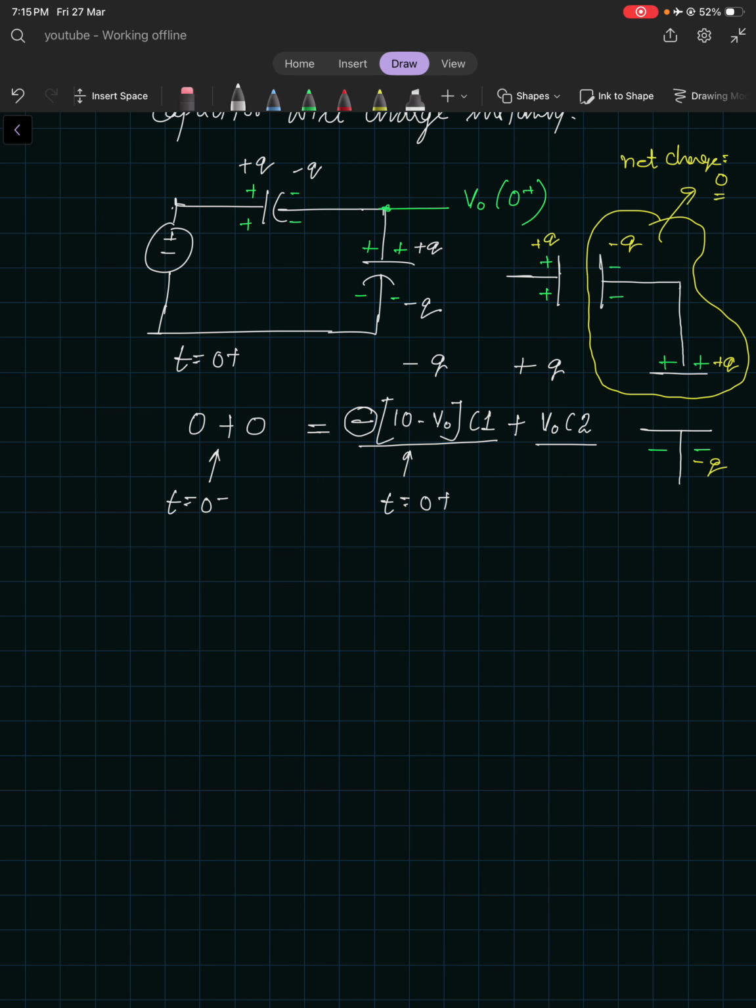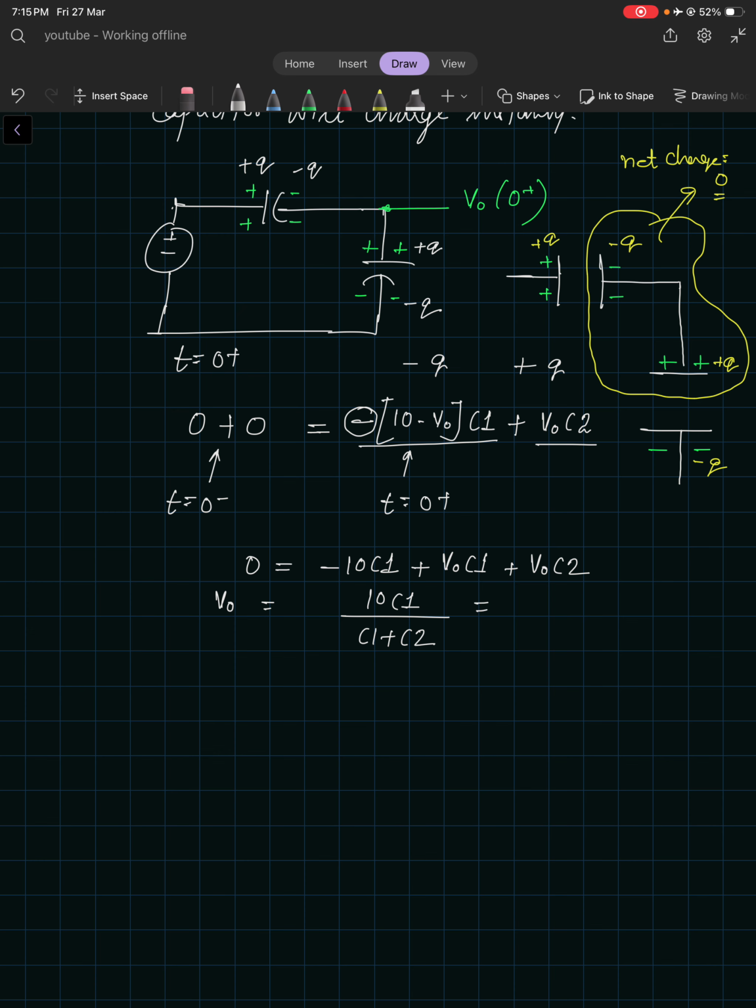Now if I solve it, 0 is equal to minus 10 C1 plus V naught C1 plus V naught C2. So V naught would be 10 C1 upon C1 plus C2, right?